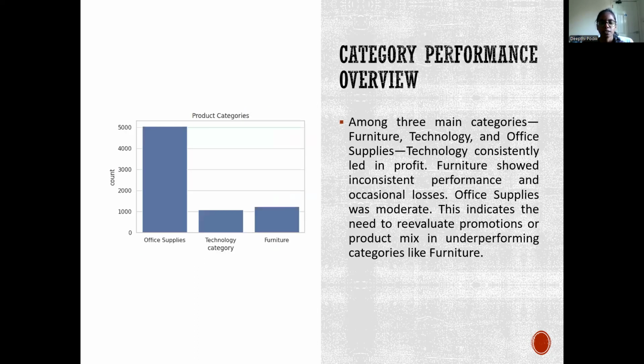Coming to the next slide, that is category performance overview. This slide compares the three main product categories: furniture, office supplies, and technology. I used a bar chart here to show total sales and total profit side by side for each category. Technology stood out as the most profitable category even though it does not always have the highest sales, and furniture on the other hand showed inconsistent profits, which might indicate high cost and inefficient operations. Understanding this category level performance is key for planning promotions and inventory pricing.